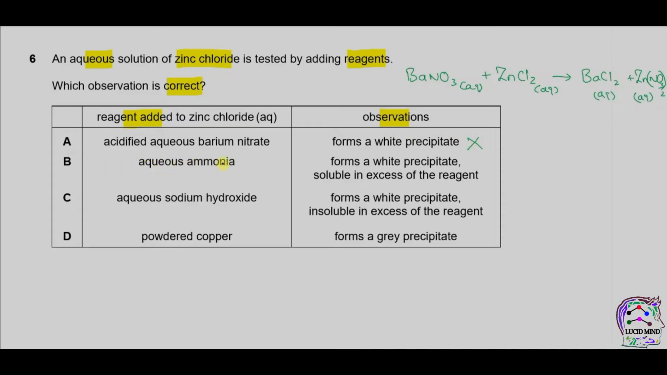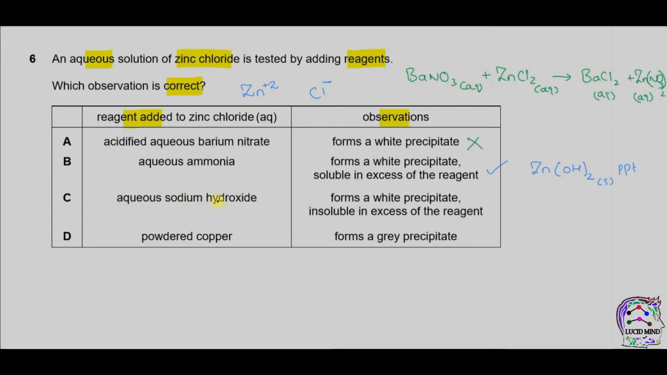Part B. Aqueous ammonia and it forms a white precipitate soluble in excess of the reagent. Now in an aqueous solution of zinc chloride, we have two ions, one is zinc 2+ and one is chloride negative. Now in the test for cations, if we add aqueous ammonia to zinc 2+ ions, it forms a white precipitate of zinc hydroxide which is soluble in excess of the reagent. So option B is correct.